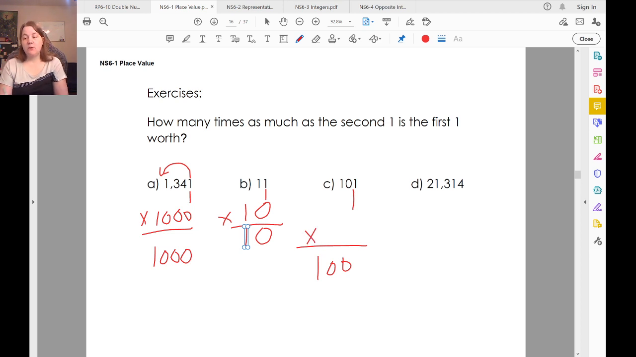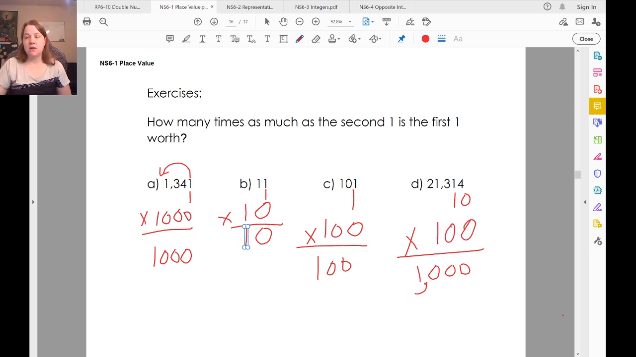What do I need to multiply 1 by to get 100? That's right, 100. And then I have 10 and I want to get to 1,000. 10 times what is 1,000? I've already got 1 zero on there. I need 2 more. So it's going to be 10 times 100.